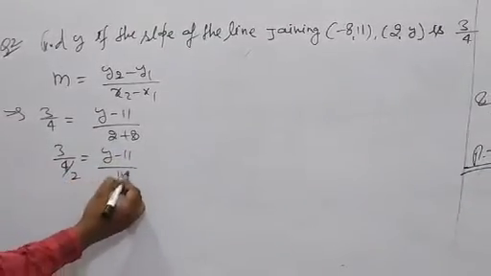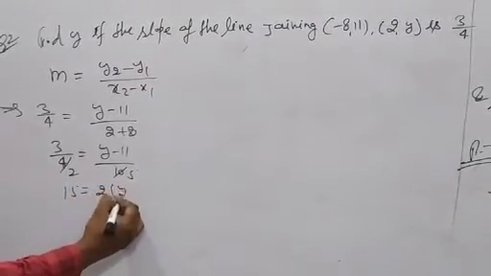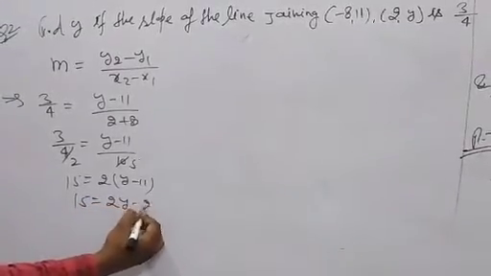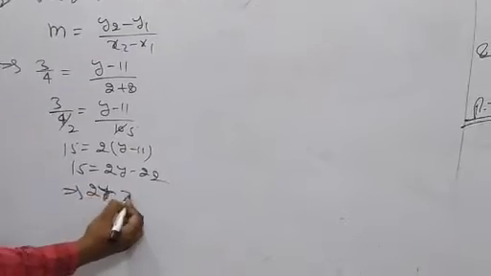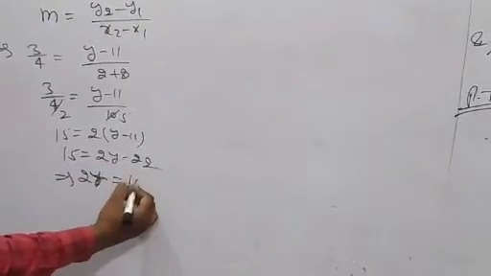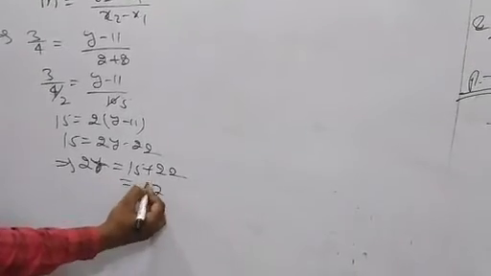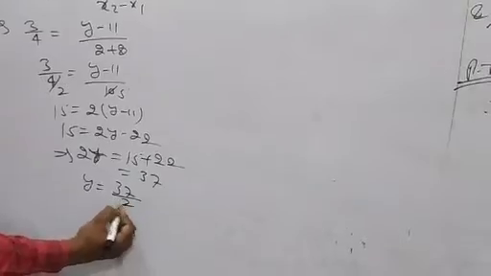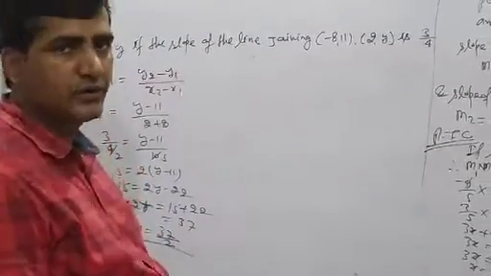3 by 4 is equal to y minus 11 upon 10. Now 2 2s are 4, 5 into 3 is 15, and 2 into y minus 11. 15 is equal to 2y minus 22, and 2y is equal to 15 plus 22, which is 37. y is equal to 37 upon 2. Any doubt? No? Good.